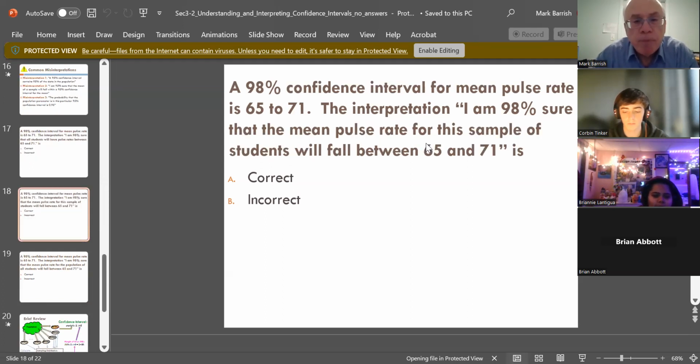Let's look at this. A 98% confidence interval for mean pulse rate, it's the same thing. The interpretation: I am 98% sure that the mean pulse rate for the sample of students will fall between 65 and 71. Is that correct or incorrect?